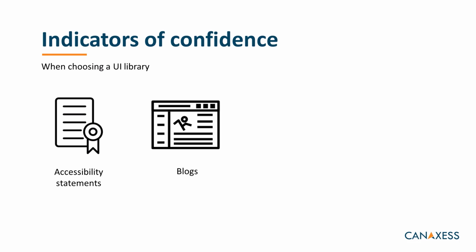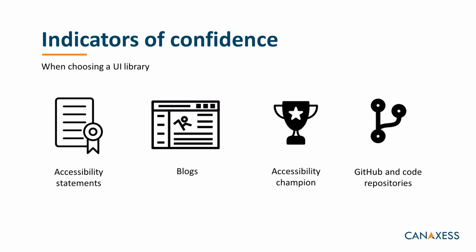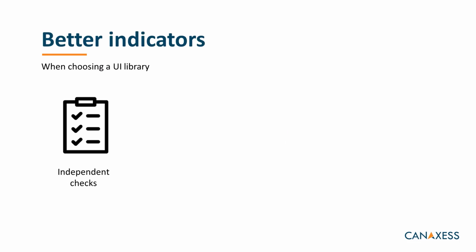Are there blogs talking about accessibility? Is there an accessibility champion? Is there a GitHub repository where accessibility issues are actively being tracked and worked on? By having more accessibility resources available, more confidence is gained.